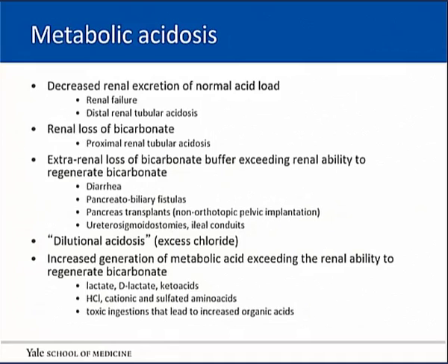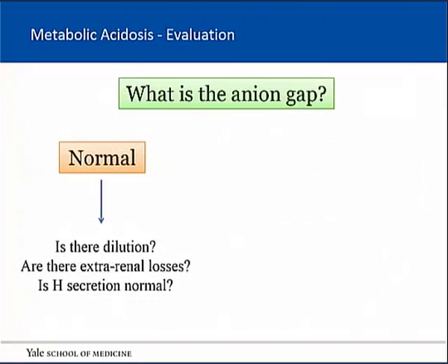And ileoconduits are not as bad as the old ureterosigmoidostomies, but they can also have significant bicarbonate losses in some patients. When you give too much chloride, you can induce a dilutional high chloride acidosis. And finally, you can increase the generation of metabolic acid, which is what happens with a variety of things, including lactate, D-lactate, keto acids, organic toxic alcohols, et cetera.